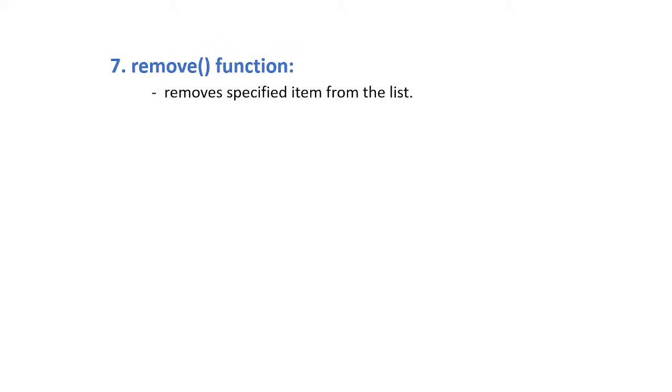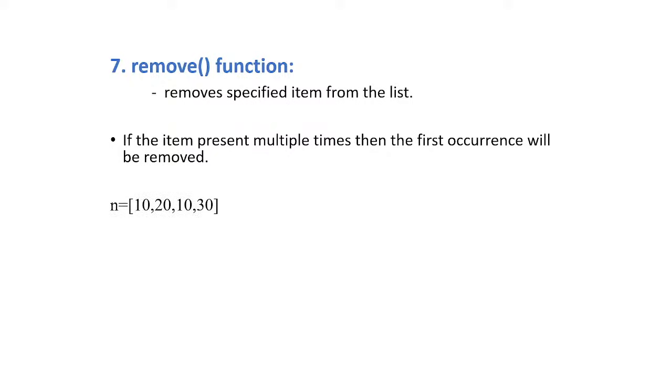Then the remove function, you want to remove one element from the list. If duplicate elements are available, then the first occurrence of the element will be removed. Assume that I have these 4 elements in the list. If I say remove 10, there are 2 occurrences of 10 here. You can see that always the first occurrence will be removed. Now, if you print n, it looks like this: 20, 10, 30. So the first occurrence element is removed from the list.